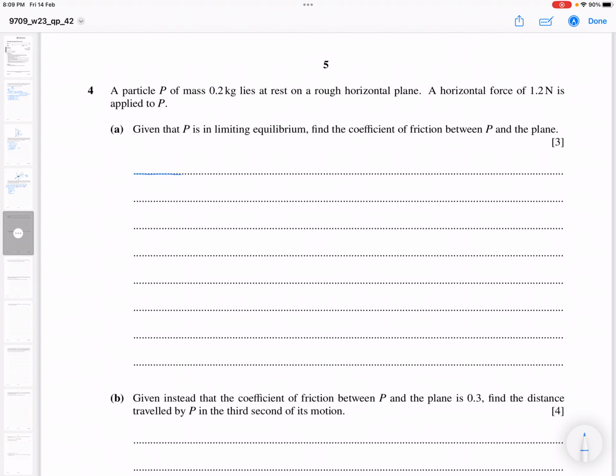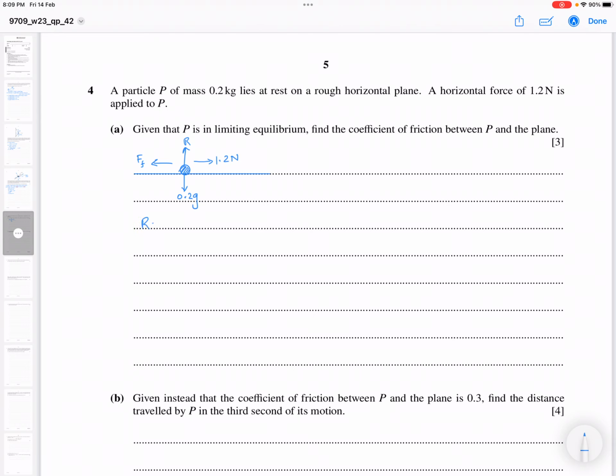So suppose our plane is horizontal and our particle is here. So this is our normal R, this is our weight 0.2 g, and in this direction our force is 1.2 Newton, and the opposite is our frictional force. So I write it like capital F and small f as our frictional force.